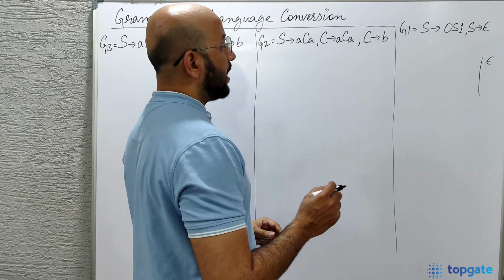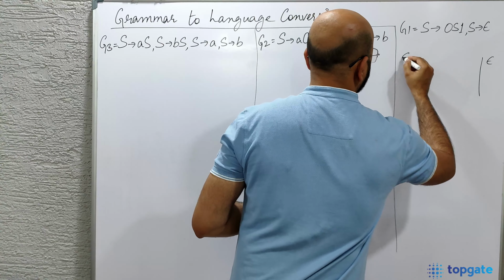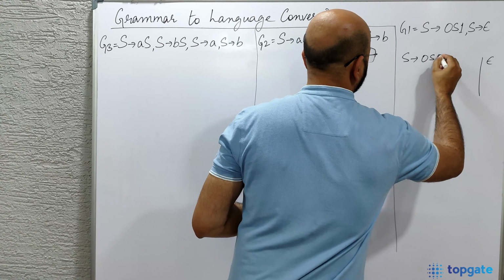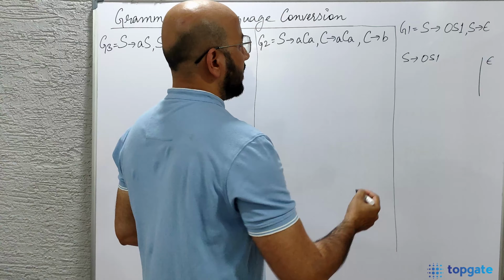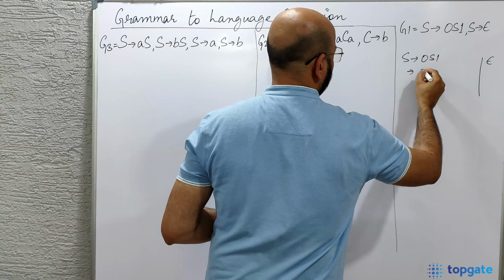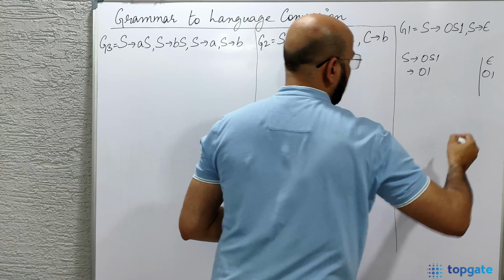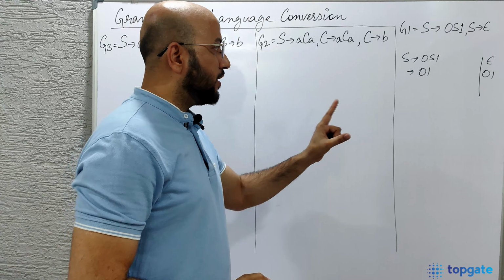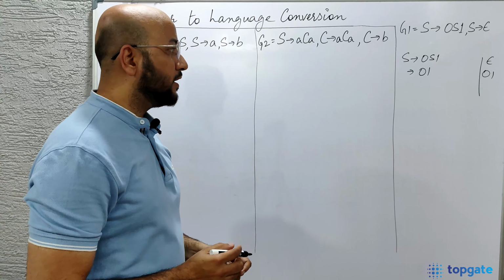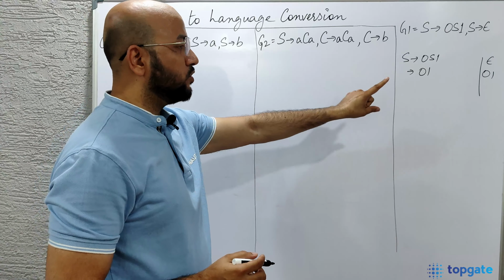Now I want to generate some more strings, so I'll use the rule S tends to 0S1, and if I put the null value here, I'll get 01. So the first string I've got is null, and the second string is 01. That is my shortest possible string with zeros and ones.